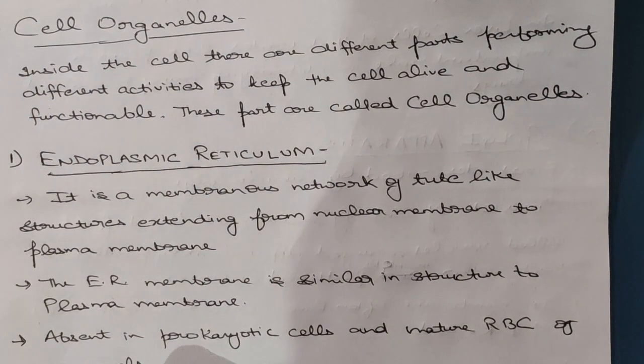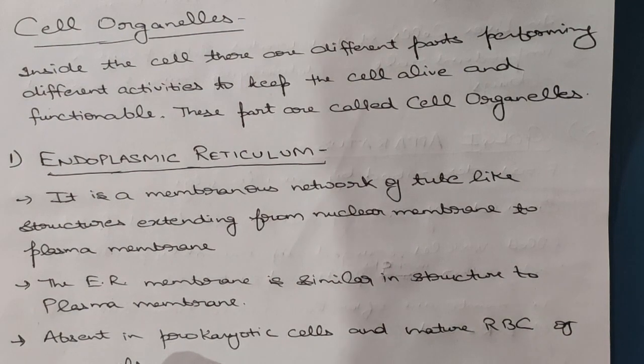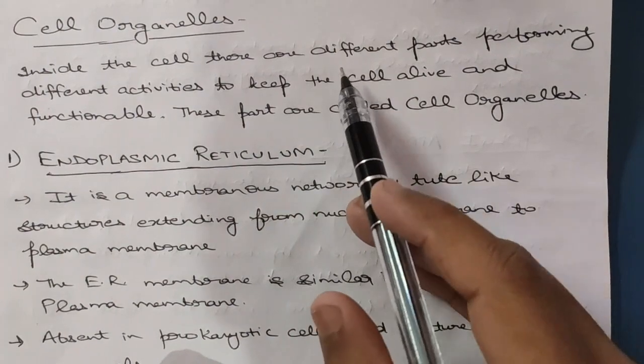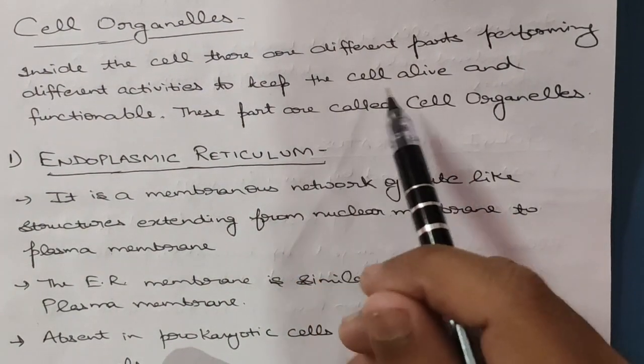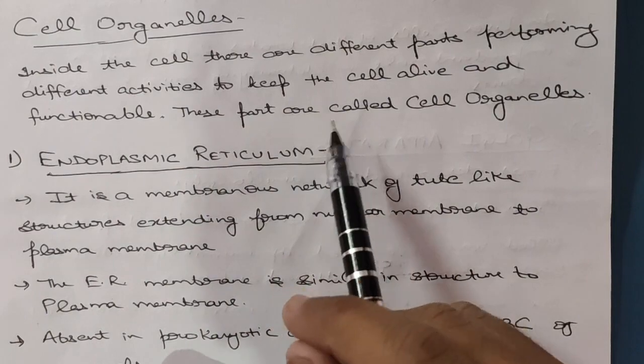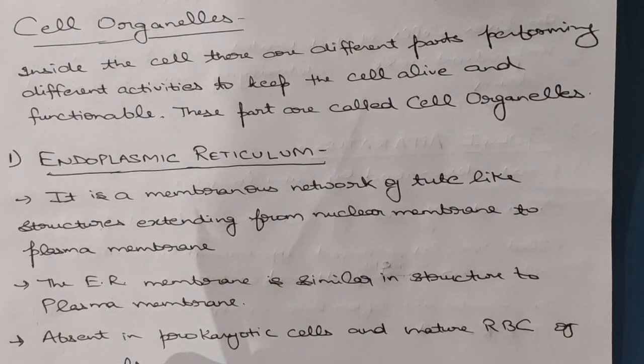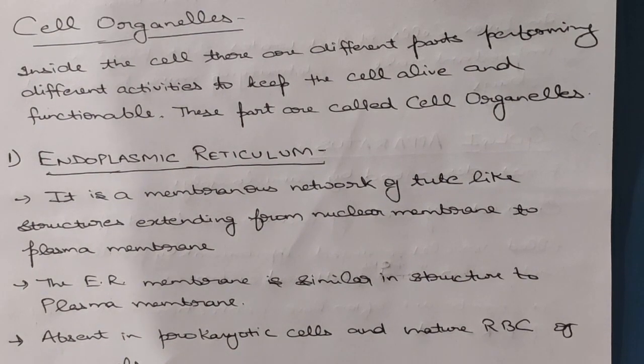Students, when we talk about large and complex cells, that we can include cells from multicellular organisms, we know that they need a lot of chemical activities to support their complicated structure and functions. So to keep these activities of different kinds separate from each other, these cells use membrane-bound little structures that are called cell organelles. Inside the cell there are different parts performing different activities to keep the cell alive and functional. These parts are called cell organelles. The first organelle that we are going to discuss today is the endoplasmic reticulum.